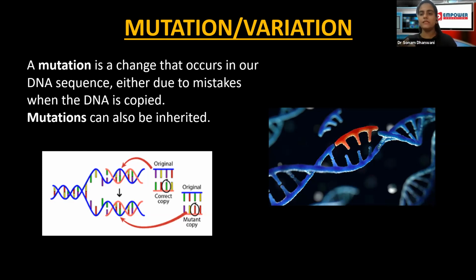Okay, वो जो sequence रहता है, okay, what we studied last time was that DNA pairing जब होता है, so we saw that A pairs with T and G pairs with C. Okay, so by mistake if A pairs with C and T pairs with G, so ये जो गड़बड़ गलती हो रही है, that is known as mutation. Okay, so a mutation is any change that occurs in our DNA sequence either due to mistakes when the DNA is copied. Okay, तो ये copying में जो problem हो रहा है, that is known as mutation.